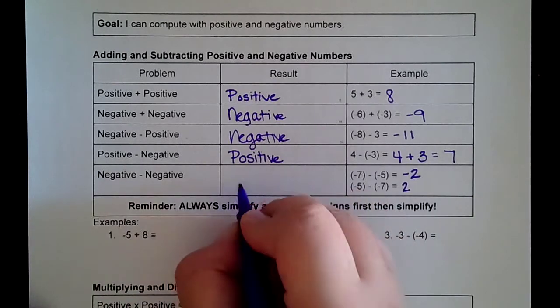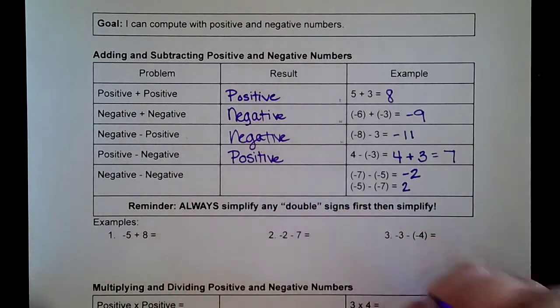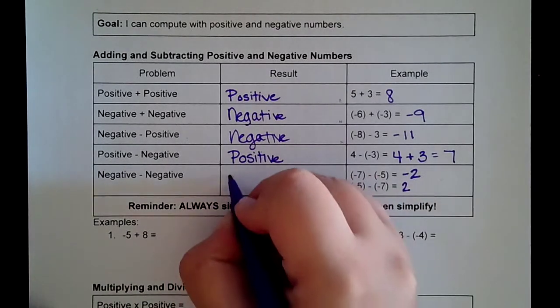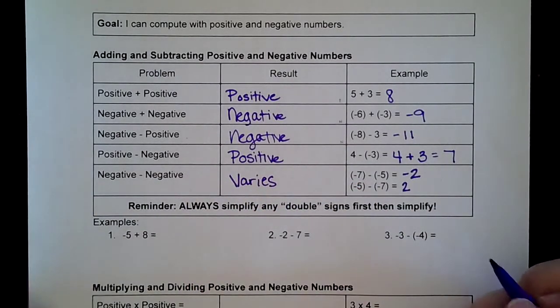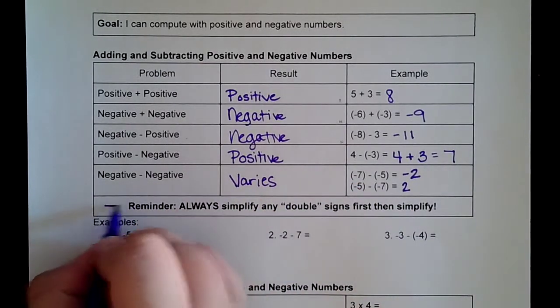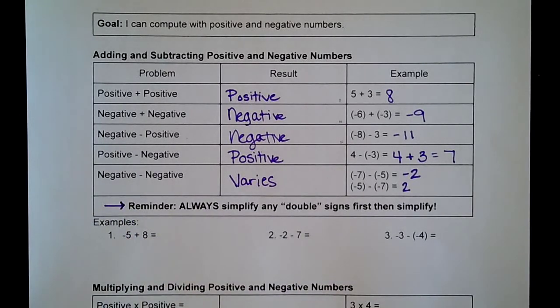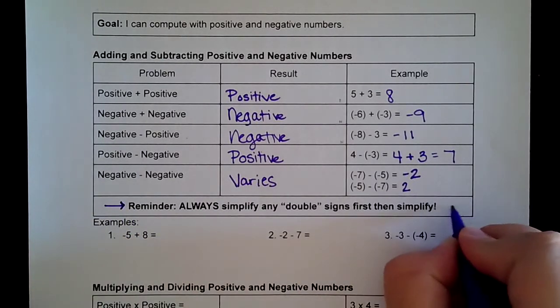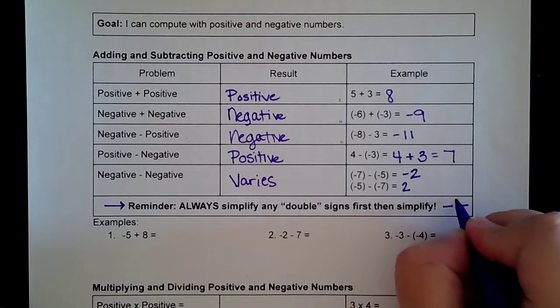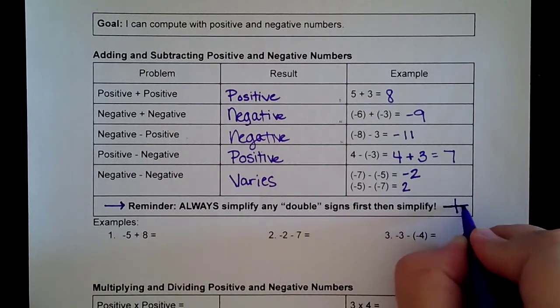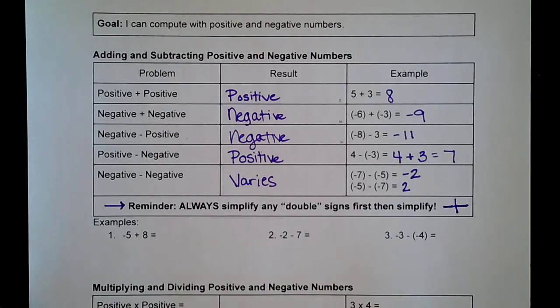So you can write variable, you can write dependent, you can write changes. I'm going to write varies because it varies based on the problem. And then of course I put your little reminder in here. Always simplify any double signs first, then simplify. Remember, our two negatives always cancel each other out and turn into a positive.